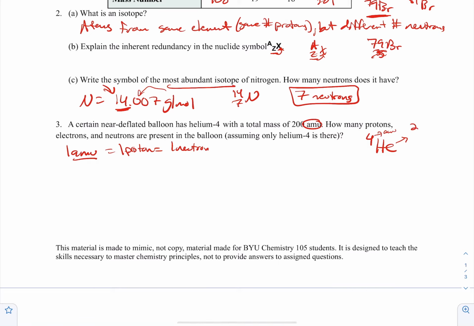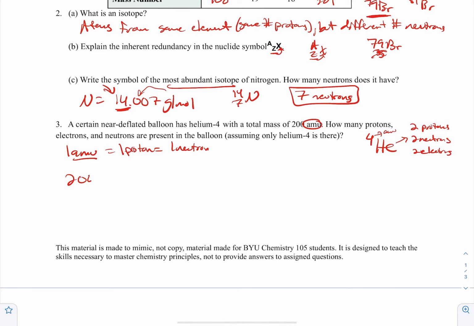So that must be 2 protons, because that's what the Z is. And then 2 neutrons. And they didn't tell us it was charged, right? So that must be 2 electrons. So there's an easy way to do this and a complicated way to do this. I'm going to show you the easy way.